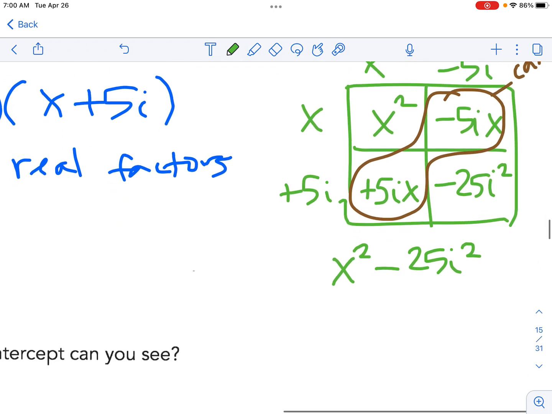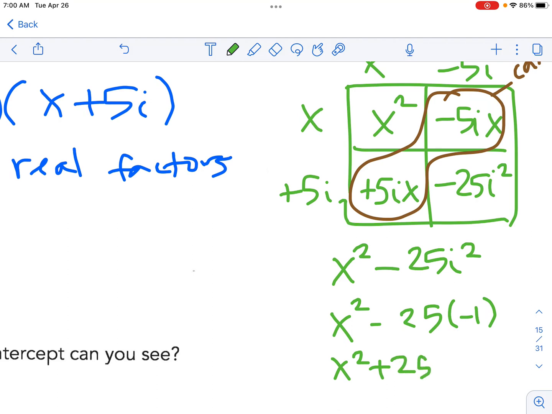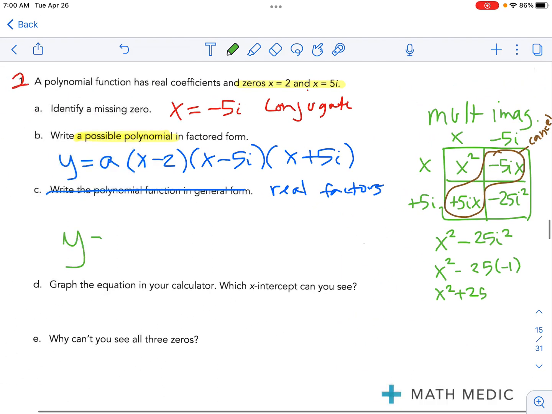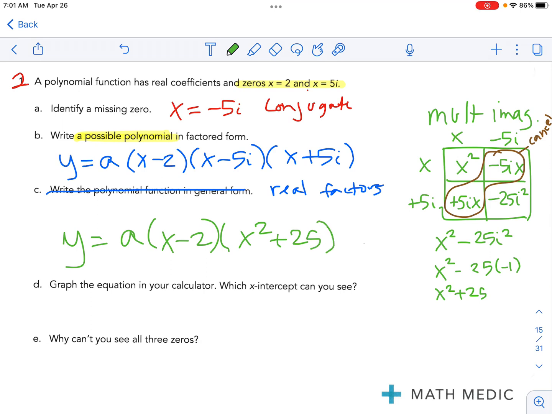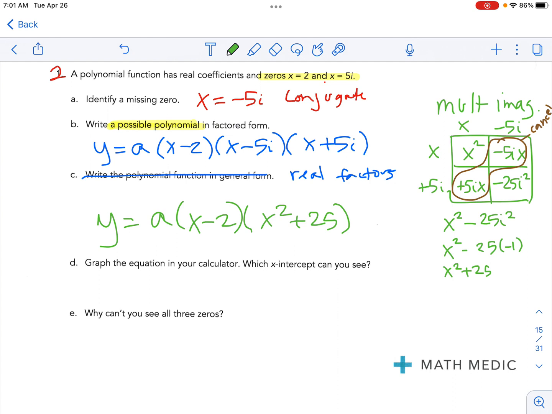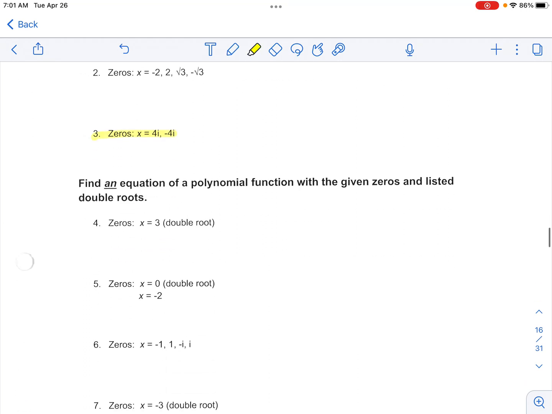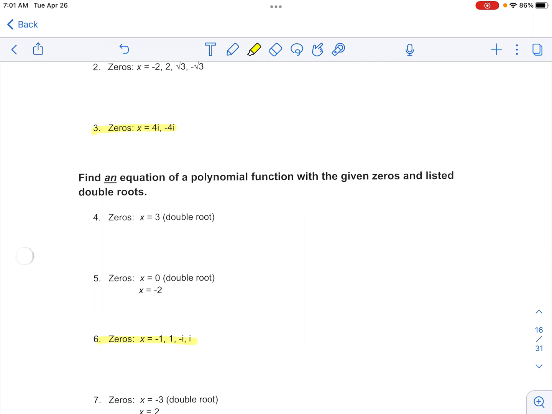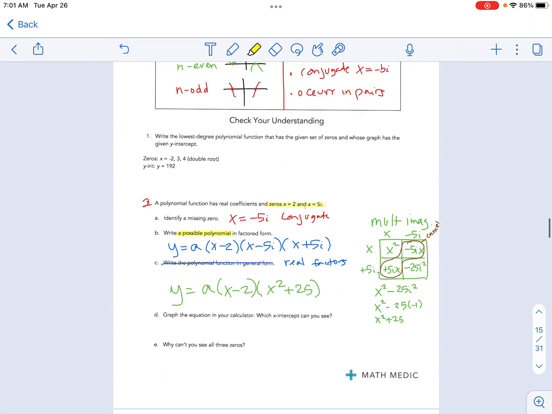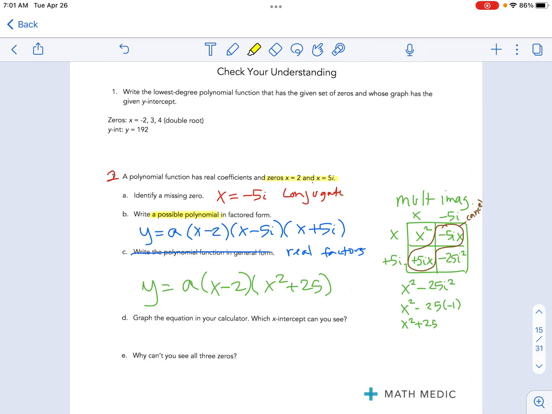But remember, 25i squared is a real number. That's x squared minus 25 times negative 1. So that's x squared plus 25. So we have to write this as y equals a times x minus 2 times x squared plus 25. We have to make sure that those factors are real factors, not imaginary factors. As you work on the homework, you'll have that scenario here, and you'll have to multiply those out to get those factors to be real expressions, not imaginary expressions.